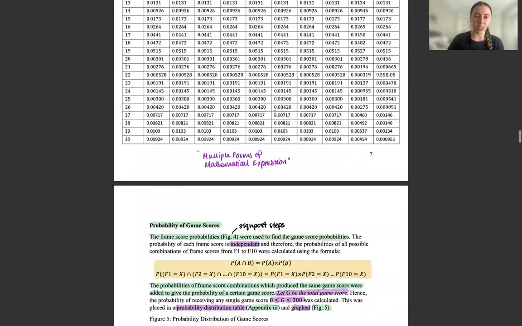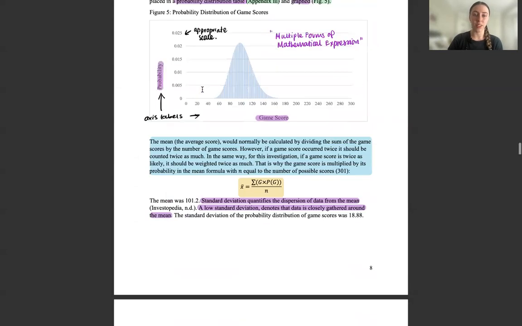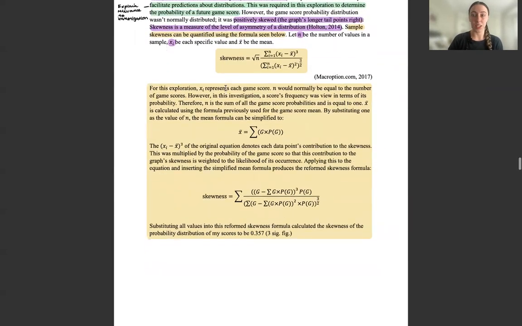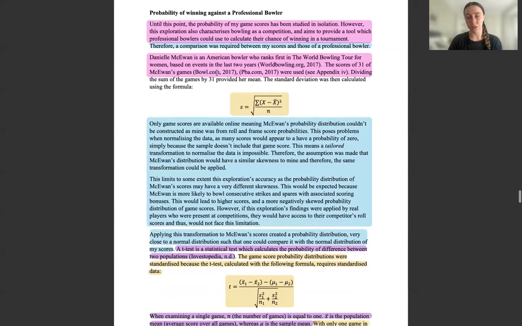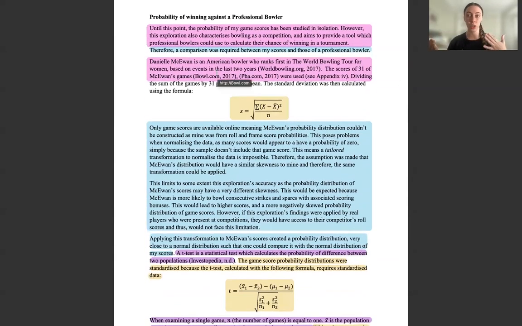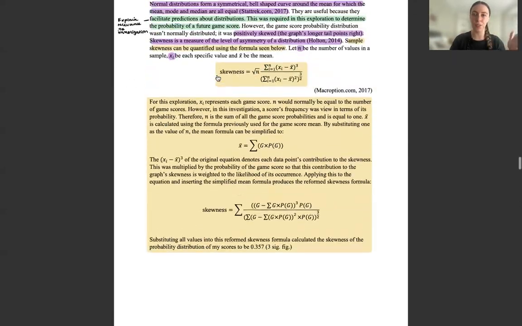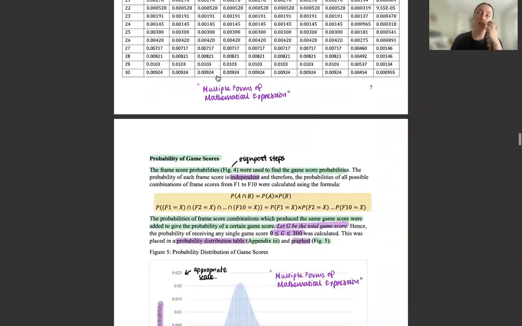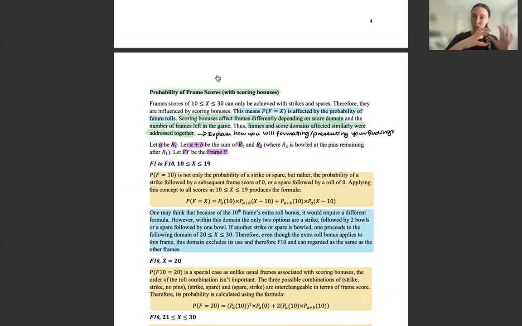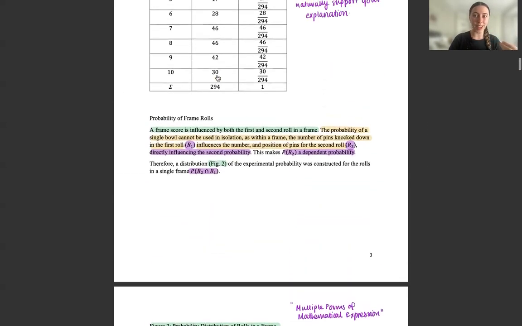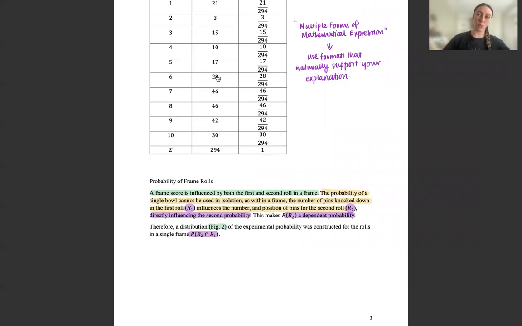And then eventually we do the probability of game scores, and then the skewness of the probability distribution, and then normalizing the distribution through a transformation, and then the probability of winning against a professional bowler. So you can see I built up really logically from individual bowls to individual frames to an individual game to winning against a professional bowler. That's just an idea. When you're thinking about how to use your headings, try to think about how you can move from the smallest components and the equations associated with them, and then move to bringing the big pieces of your IA together in order to create a logical structure.